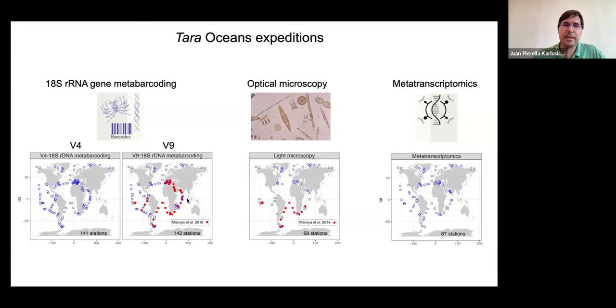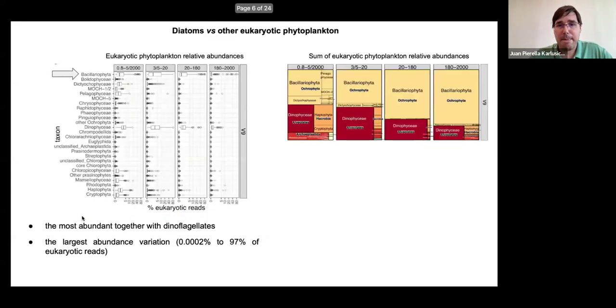Now let's go to the patterns that we obtain analyzing this dataset. For this, I will first focus on the metabarcoding, based on the V4 region and the V9 region of the RNA gene. You can see that we can get the relative abundance across the whole ocean and compare with the other eukaryotic phytoplankton to obtain a global picture of the prevalence of diatoms.